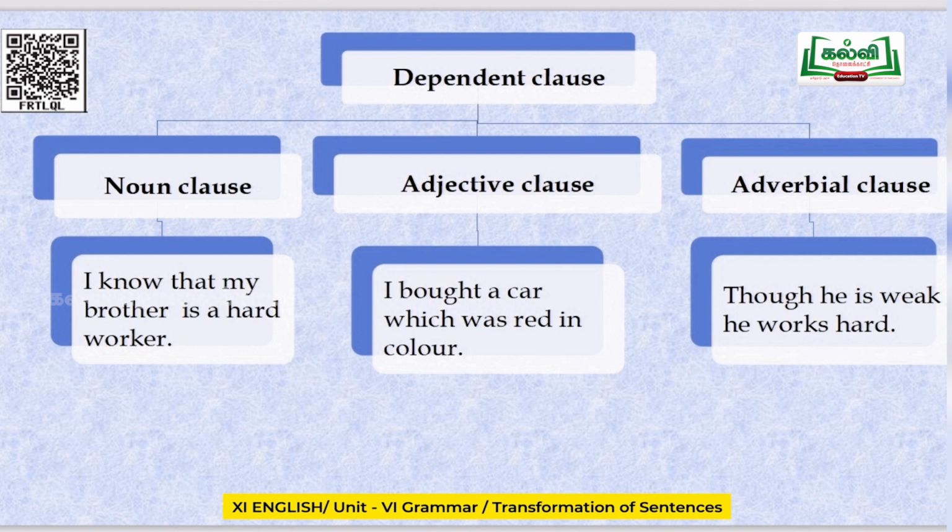The next one is adjective clause. If I say, I bought a car which was red in color, this is an adjective clause because the clause describes a noun in the main clause. I bought a car. It describes a car which was red in color. Now this is an adjective clause. And the next one is an adverbial clause.